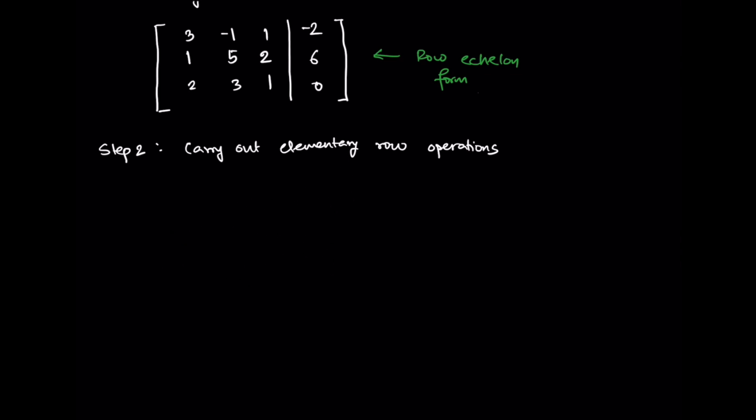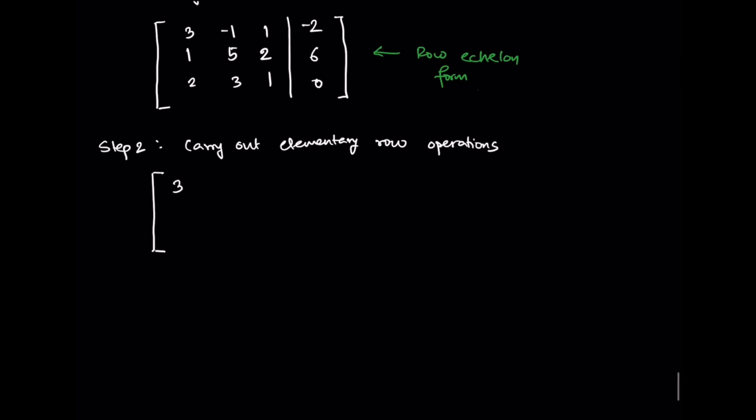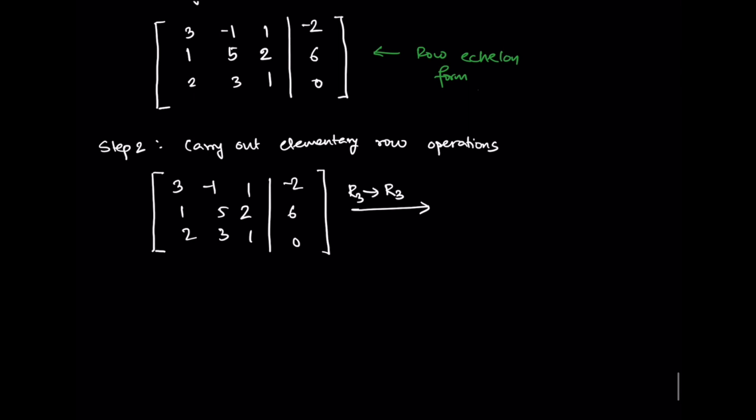Okay, so now we are set to find our row echelon form with those desired zeros. Now let us start. The first thing is that I'll just write out my matrix again. Here I go. And we will put R3 as R3 minus 2R2.